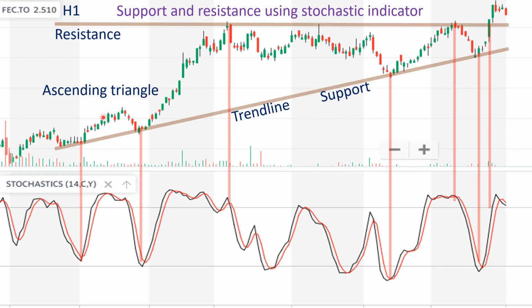Now, in general, in an ascending triangle, support into resistance, support into resistance, support into resistance, results in a breakout of resistance. So this is a very good point that you should remember.